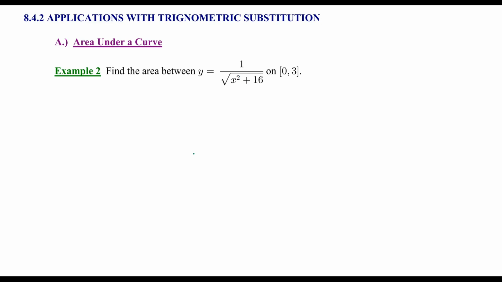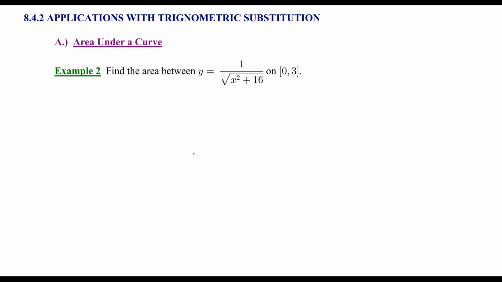We're going to practice trigonometric substitution under a couple of specific applications. The first one is finding the area under a curve. Example 2 says find the area between y equals 1 over the square root of x squared plus 16 on the closed interval from 0 to 3.